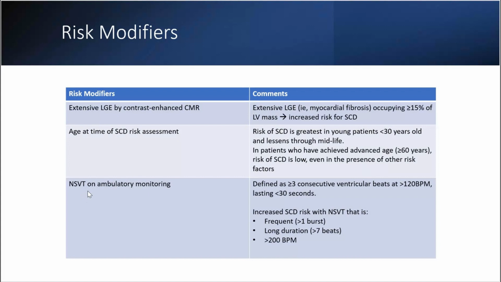Another risk modifier includes non-sustained ventricular tachycardia, and that is defined as greater than or equal to 3 consecutive ventricular beats at greater than 120 beats per minute, lasting less than 30 seconds. There's an increased risk of sudden cardiac death with non-sustained ventricular tachycardia if there are frequent bursts, including greater than one episode, or the episode is of long duration of greater than 7 beats, or if the rate is fast, greater than 200 beats per minute.